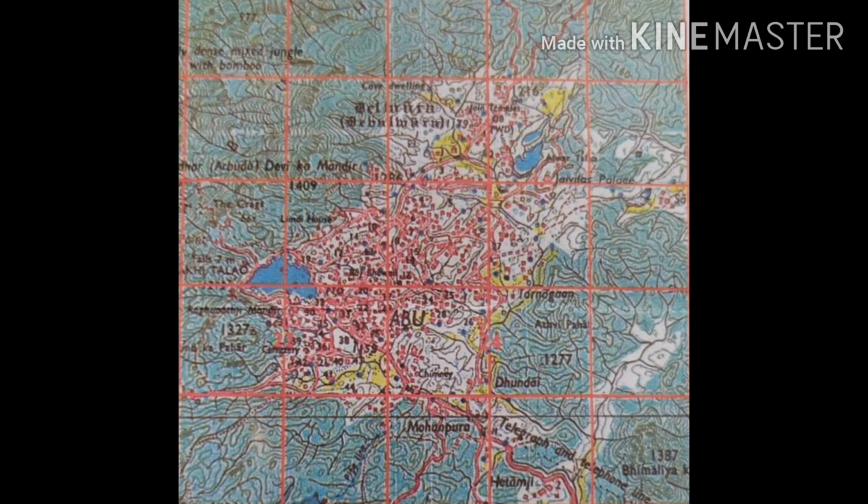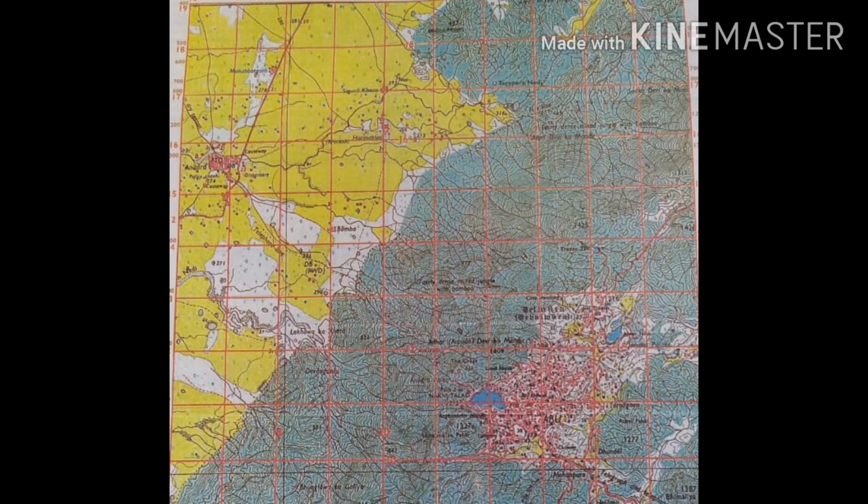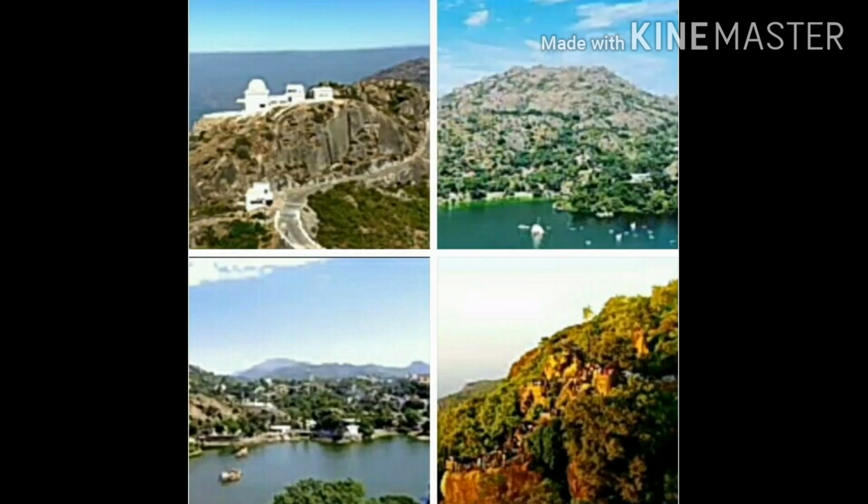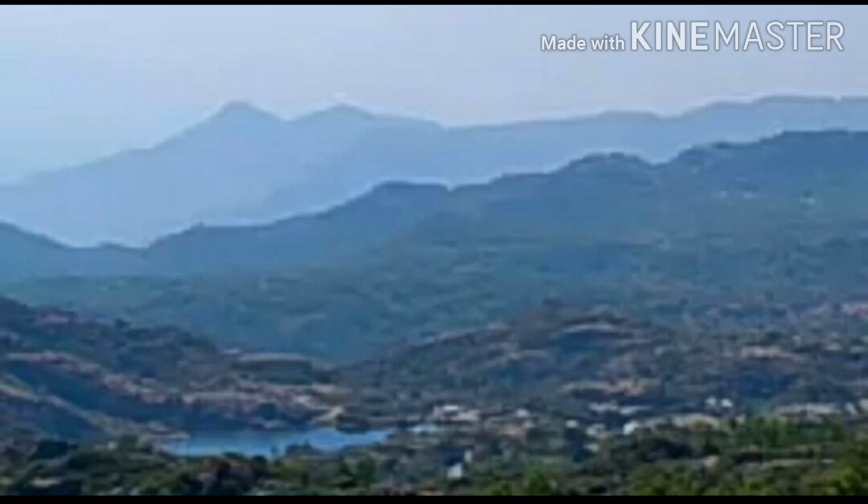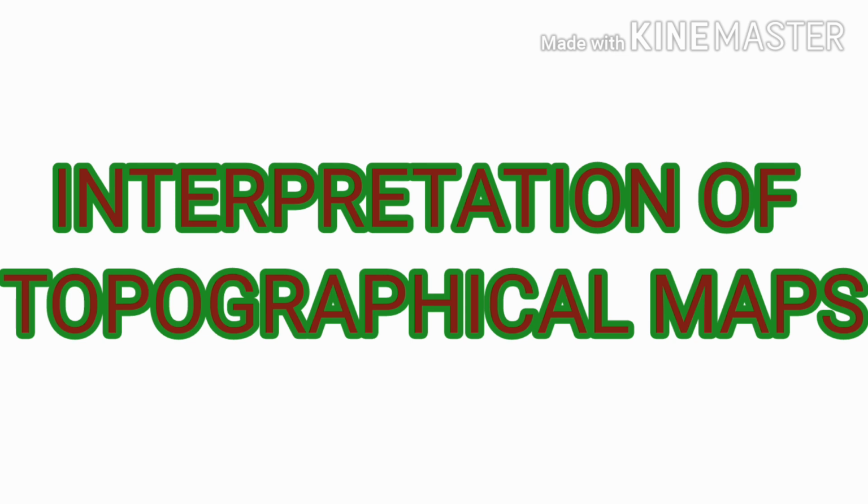Is it? This is the topographical map of hill station Mount Abu, which is located in Rajasthan. Here I am sharing some pictures of these places. The features given in the pictures are represented in the topographical maps using different symbols and colors. Now we can learn to interpret the features given in the topographical maps using colors, symbols and contour lines.